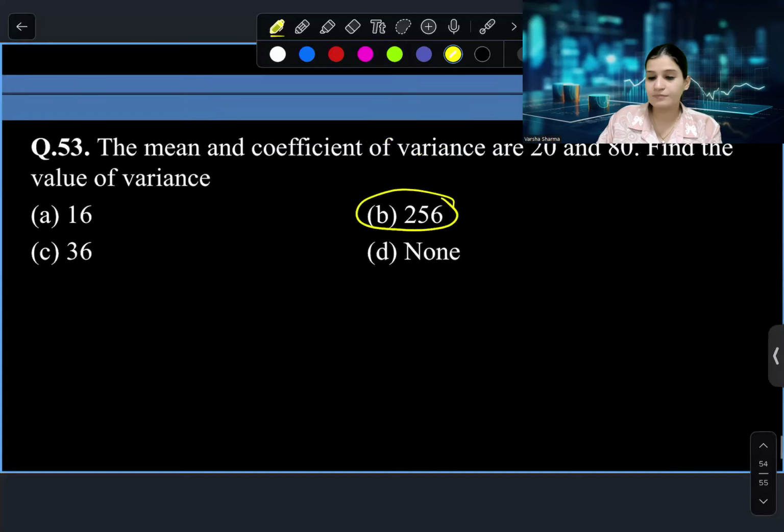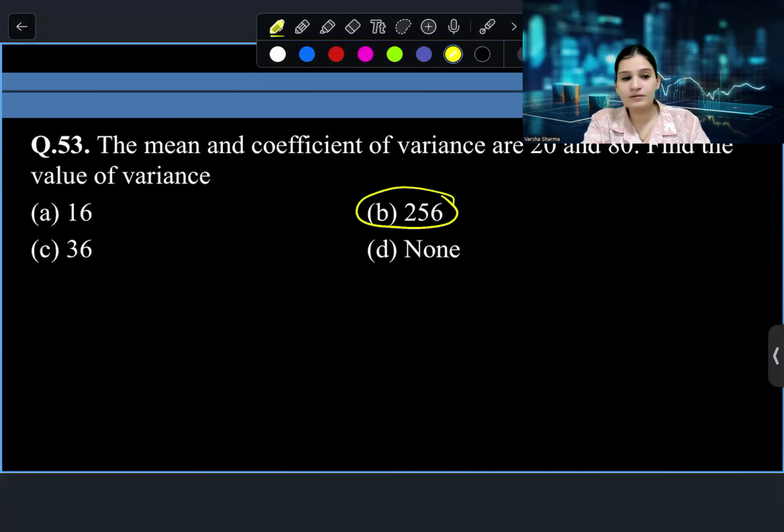Okay, that was the last. Did you all understand the chapter? Yes, ma'am. Yes, that's the end of dispersion.